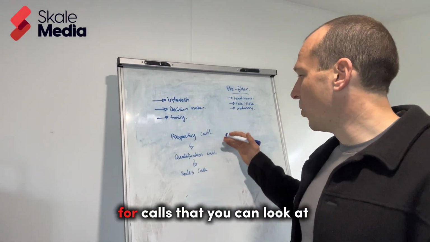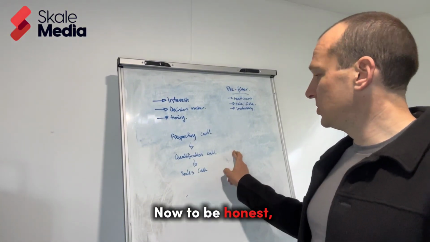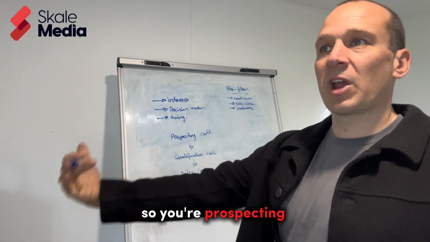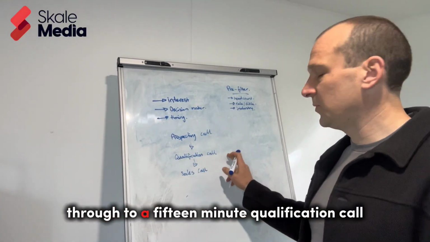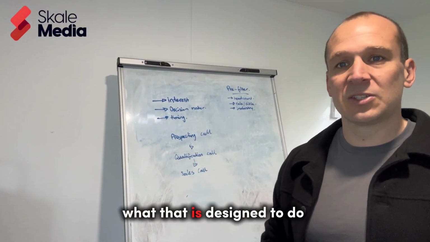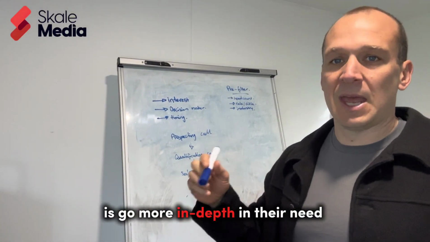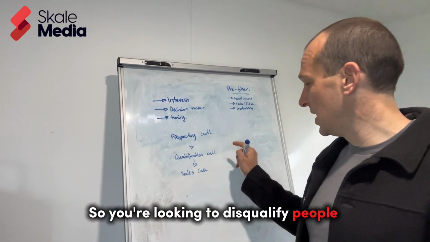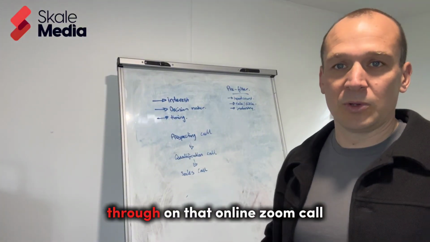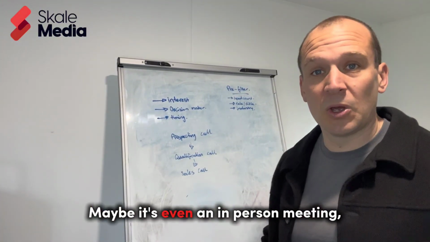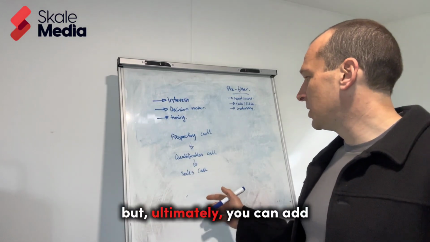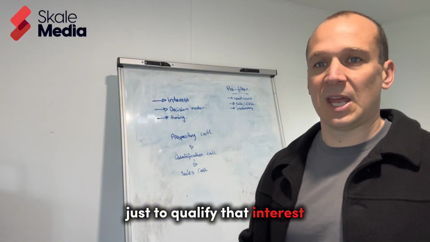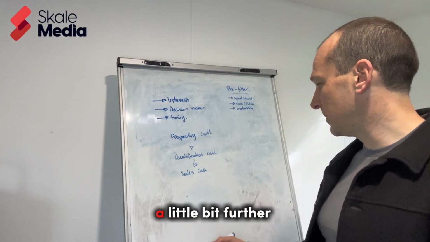Now, this is my framework for calls that you can look at. To be honest, I don't use the qualification call. What a qualification call is when you're prospecting: you're generating the interest, then you might book it through to a 15-minute qualification call. What that is designed to do is go more in depth in their need, their urgency and budget. So you're looking to disqualify people even further here before you book them through to that online Zoom call. Maybe it's even an in-person meeting, but ultimately you can add a qualification call in there just to qualify that interest and their need, urgency and budget a little bit further.